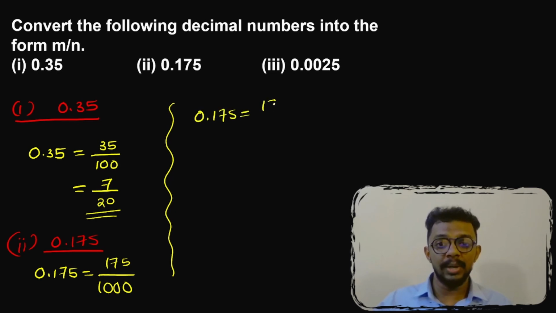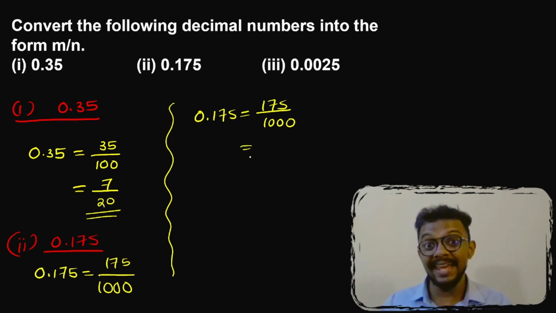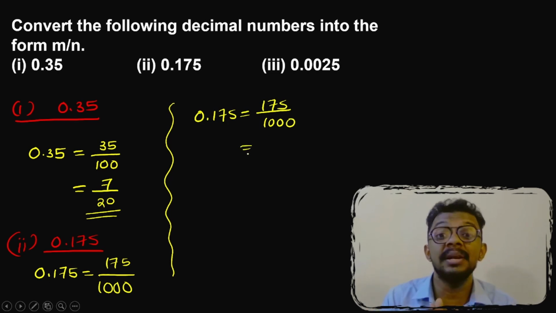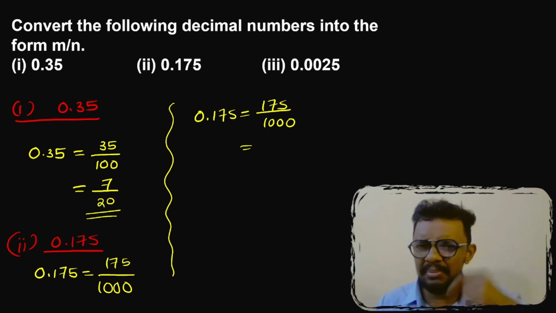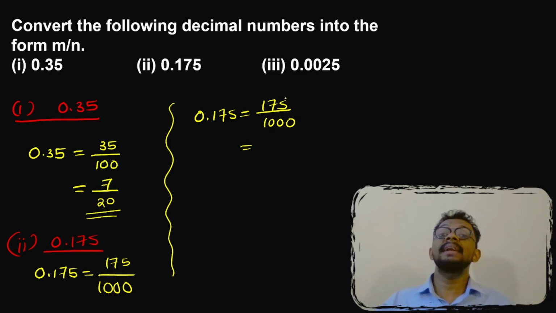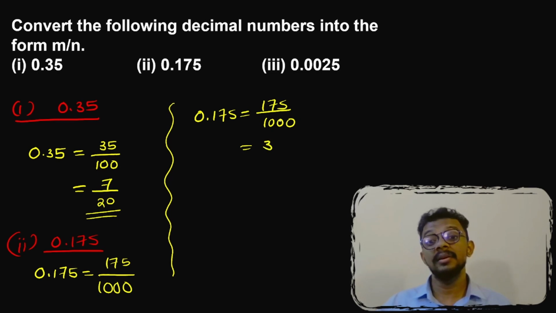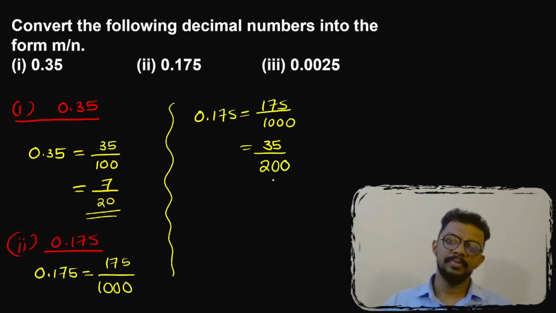Okay, let's continue. 0.175 is equal to 175 divided by 1000, but we will not stop here. Why? Usually a decimal number, a fraction, I will write in minimal form. 175 and 1000 I can divide by 5. In 175 by 5, what is it? In 17, how many 5s are there? The answer is 3. 3 into 5, 15. Remainder 2, in 25, how many 5s are there? The answer is 5. So 35 by. In 1000, how many 5s are there? In 10, there is 2. In 0, there is 0. In 0, there is 0. So 200.